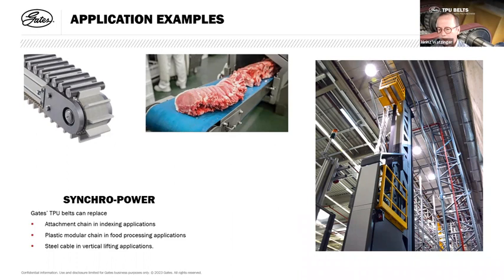And another one is in vertical lifting applications. Gates Synchro Power Belt can replace steel cable. Our belt offers 3 to 5 times longer lifetime versus steel cables, because the steel cord are protected by the tough polyurethane body, whereas the steel cable is directly engaged with the steel pulley. It's also maintenance free. Going to the next page, we will see some additional applications.